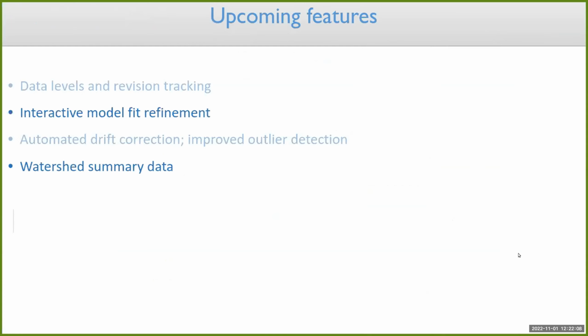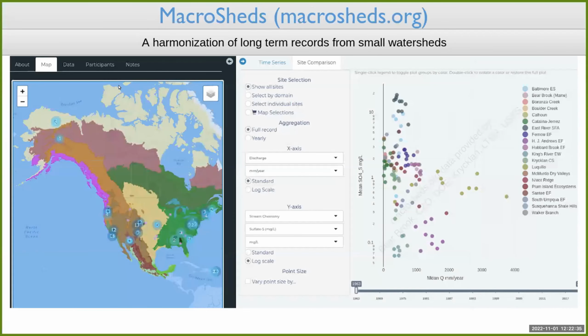So I still have this upcoming features slide that hasn't changed for quite some time, if I'm being honest. I might not get to some of these in the context of StreamPulse because StreamPulse has sort of been spiritually superseded by another project. StreamPulse reached its end of funding last year, and this new project is kind of focused on watershed summary data, data levels and revision tracking, and some of these other things. The new project is called MacroSheds, and this is also led by Emily Bernhardt at Duke University, along with Matt Ross at Colorado State University.